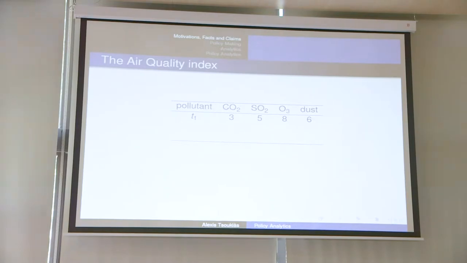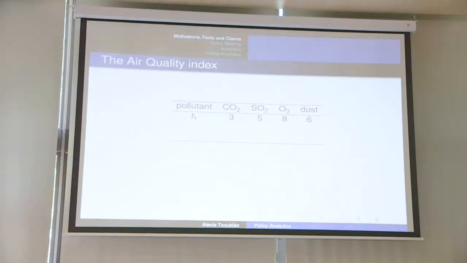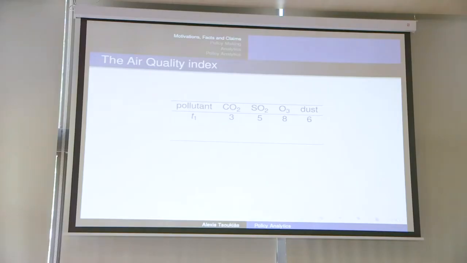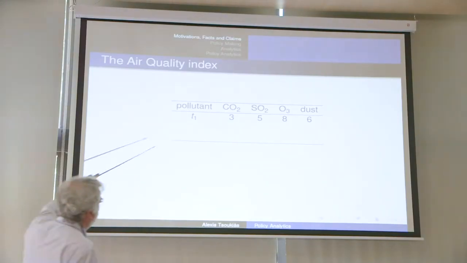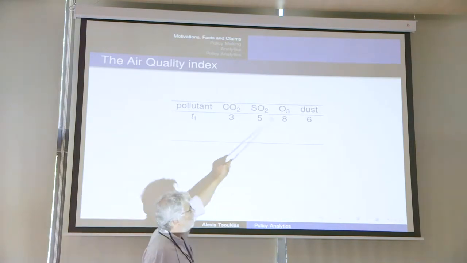Let's go ahead. Let's take another example, a little bit more complicated. I don't know how many of you know how the air quality is measured. In several countries, they use an index, which is used also in France, which is the following one. There are four pollutants. These are the four you see here.